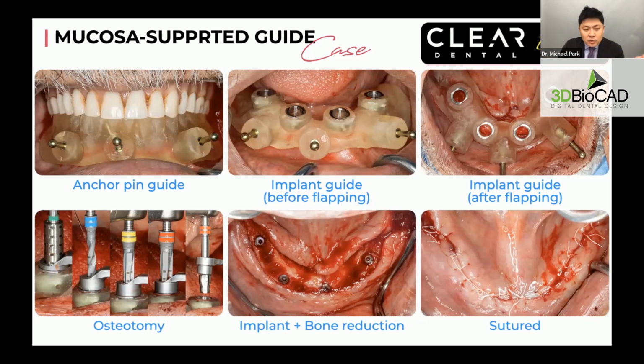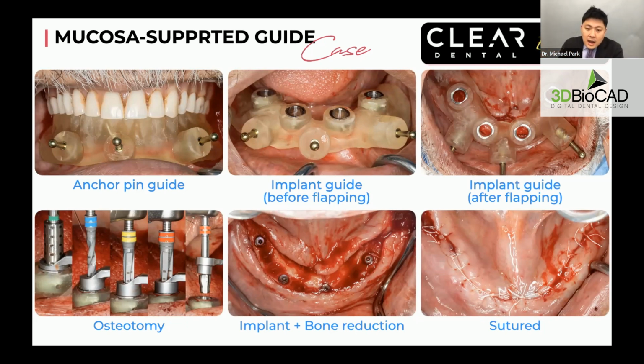After we get the patient to bite down on the anchor pin guide, we do our osteotomy for the anchor pins. One thing you want to do before you remove the anchor pin guide is make sure that the anchor pin goes in all the way. If it doesn't go all the way, you're going to drill it again to make sure that the osteotomy is big enough for the anchor pin. Then you remove the anchor pins and the anchor pin guide, and then you put the implant guide on.